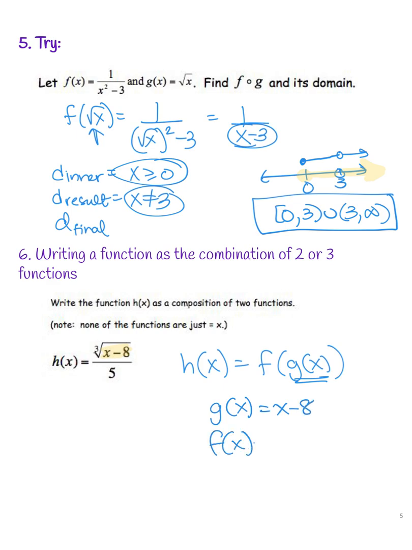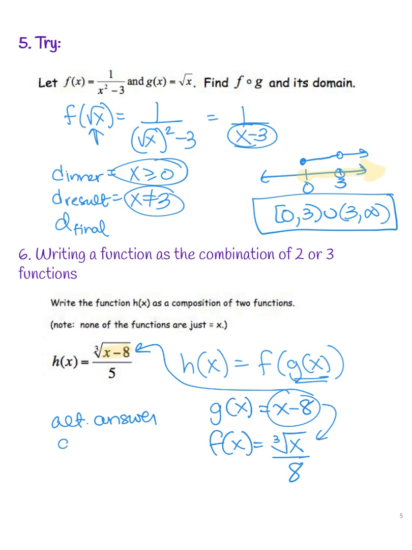Well, then what would f of x be so that when I plugged x minus 8 into here, I would get the cubed root of x minus 8 over 5? And that would just be the cubed root of x over 5. So you can try it, plug x minus 8 in there, and you'll see those are the two functions. There's an alternate answer. What if instead I had said g of x was the cubed root of x minus 8? Then what would you be plugging in? So all you would be doing is plugging this whole thing into the numerator, so it would have to be x over 5. So either of those answers are fine.